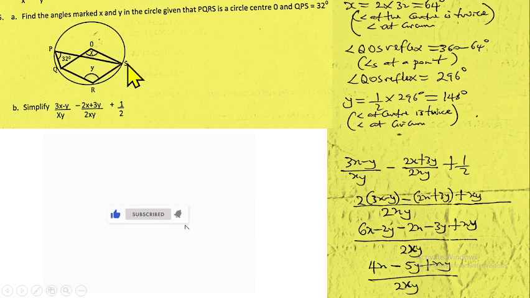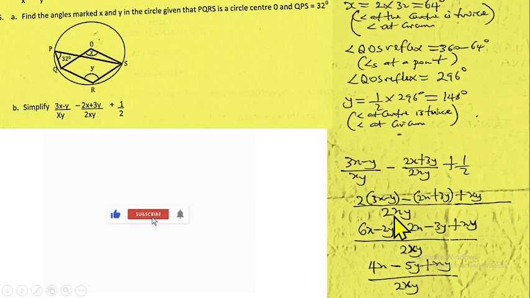Question number 5B is a simplification of algebraic fractions. We have (3x minus y) over xy minus (2x plus 3y) over 2xy plus 1/2. So we have to simplify this. We can find the LCM of the denominators. What's the LCM? The LCM is 2xy.